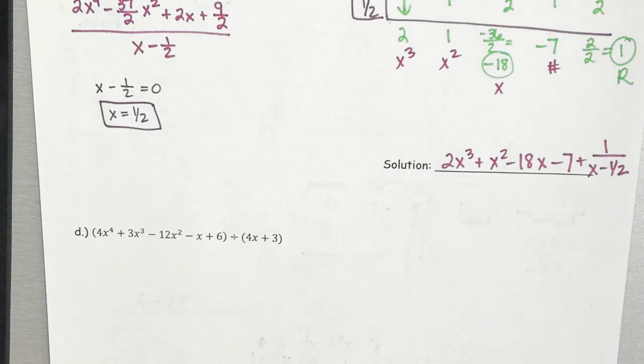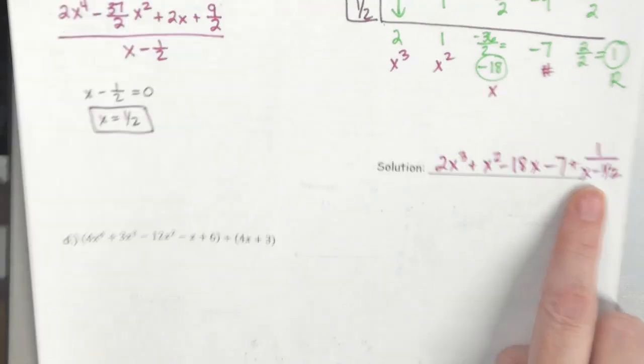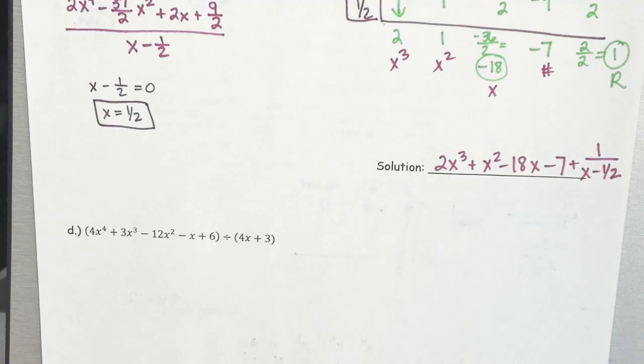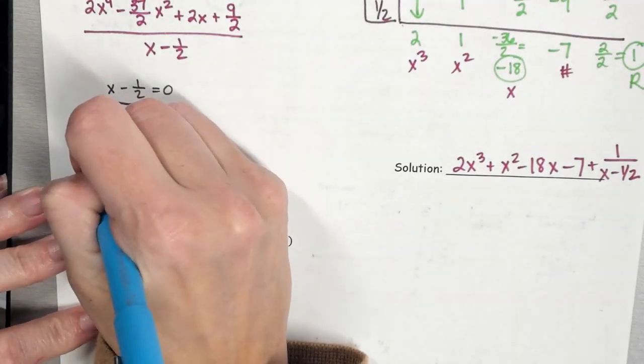So a lot of times when you are writing out factors, they want integer coefficients, and 1/2 is not an integer. So there is a way for you to simplify the remainder.